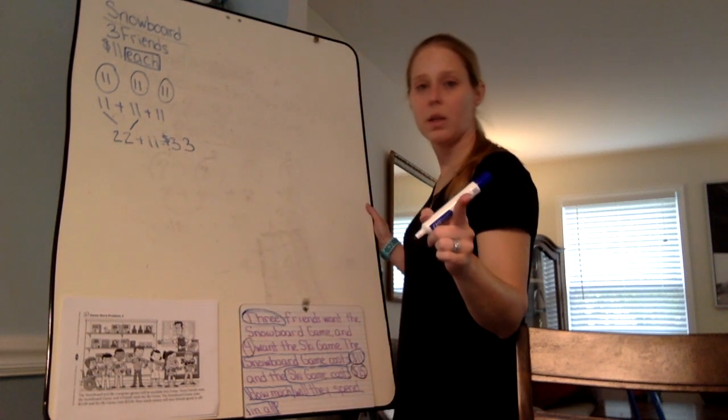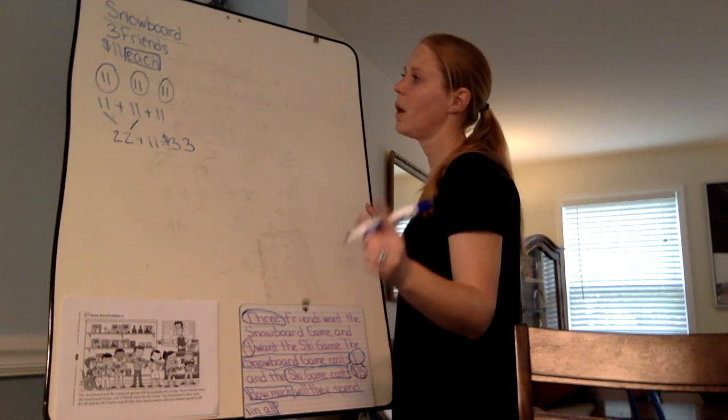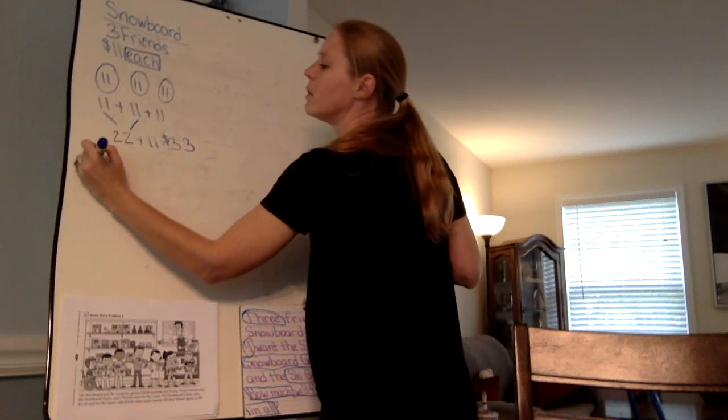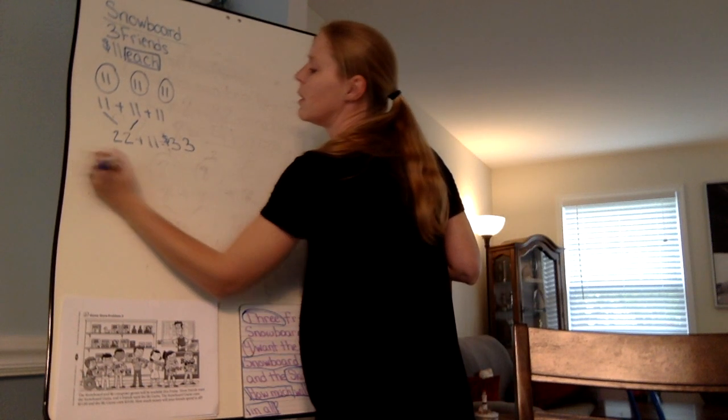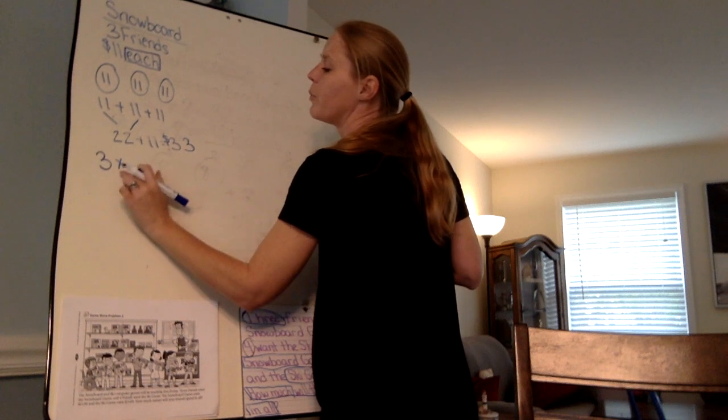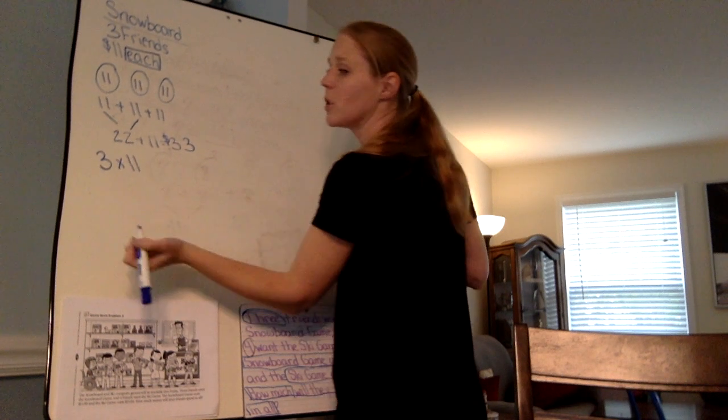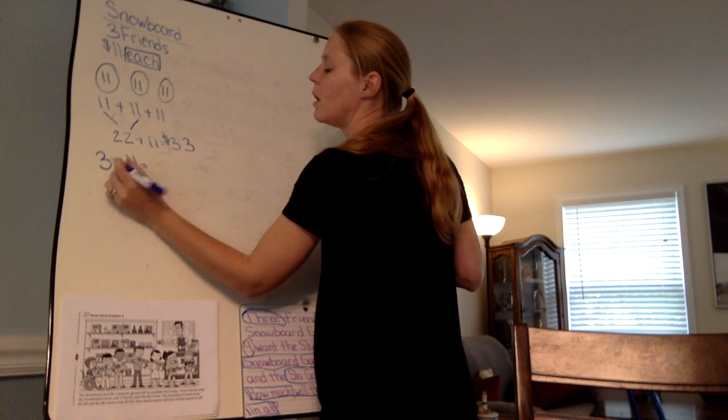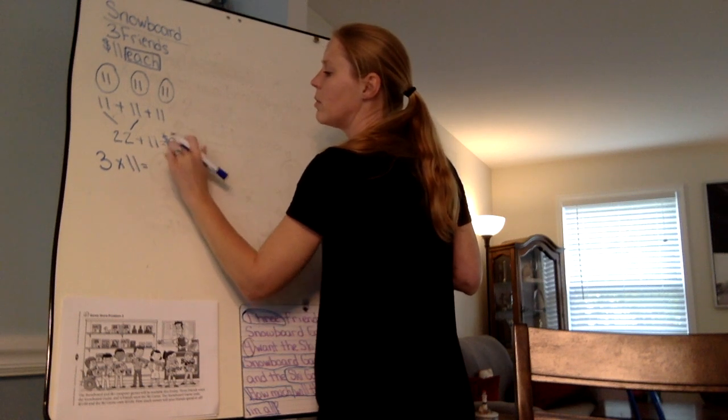I can absolutely write this as a multiplication equation. So I can take my 3 friends, because that's my group, times 11. That's how much is in the group, because that's how much it costs. 3 times 11 equals, well, 33.